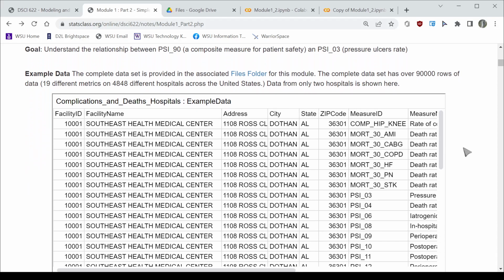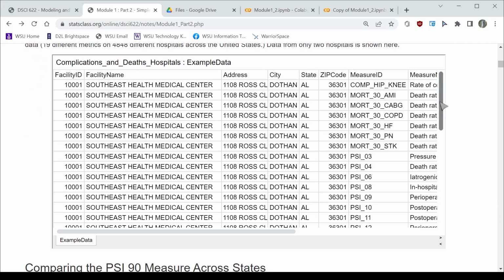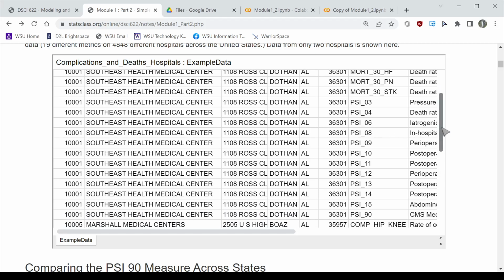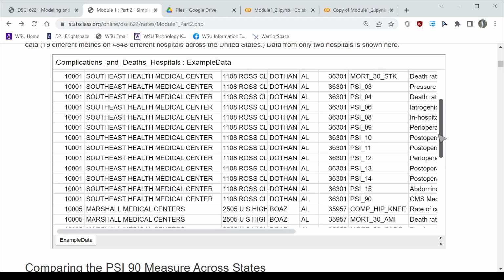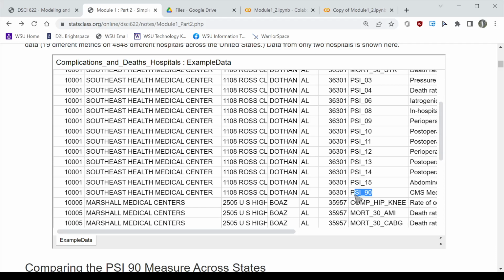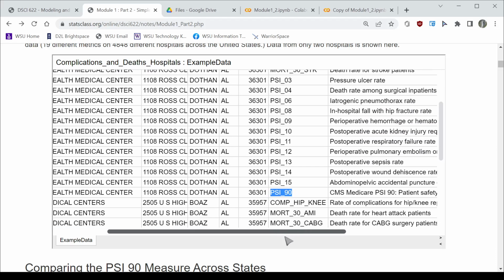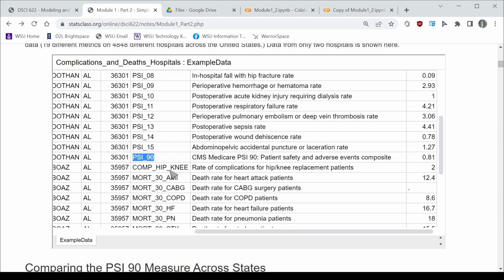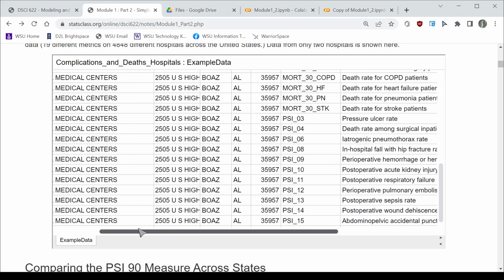Here's an example of what the data looks like. I have just captured information from 2 of the roughly 4,850 hospitals here. The measure ID are the different measures or characteristics being measured on this particular hospital. There's a total of 19 different measures for each hospital. We can see the PSI 90, which I am going to be investigating here. And I'm going to be using PSI 03 to try to understand PSI 90. All of this information just repeats itself for a different hospital here.